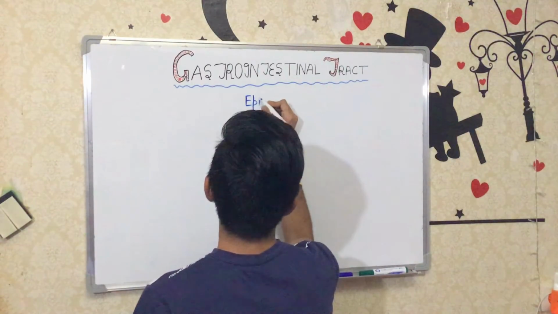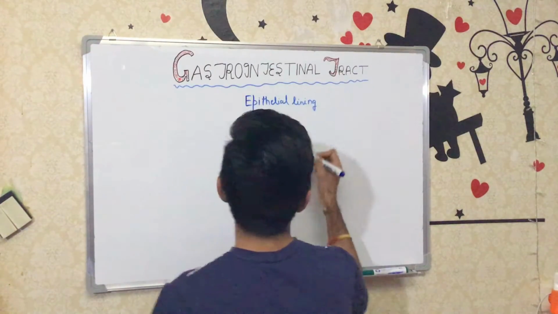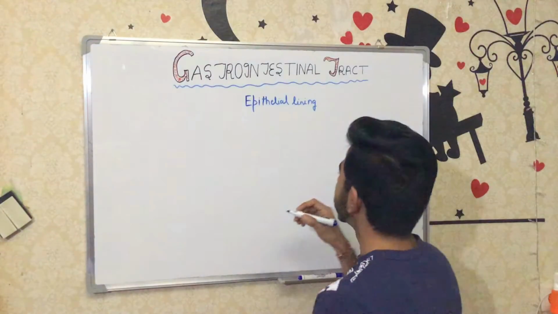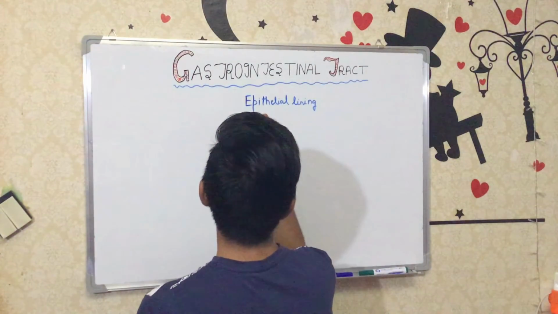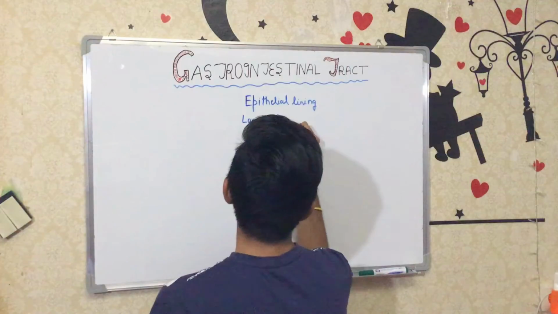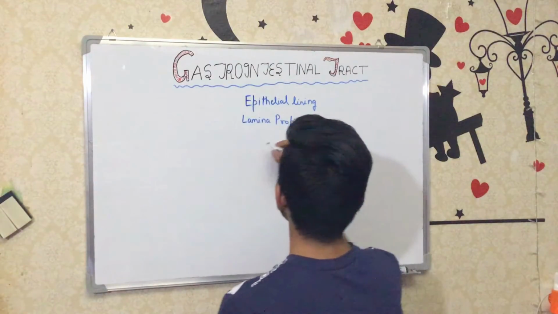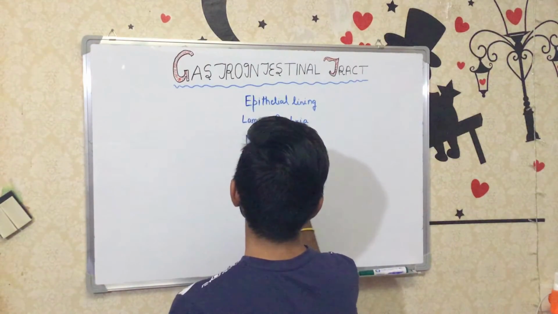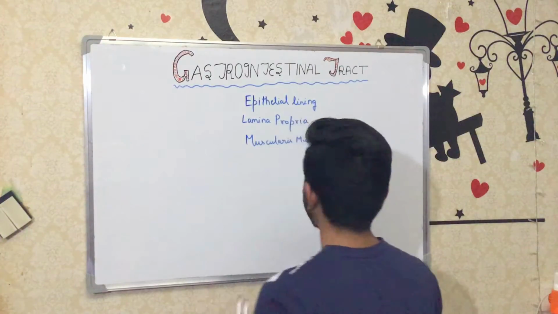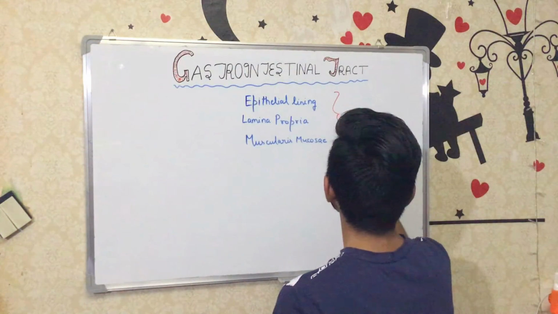Epithelium or epithelial lining. This is the first layer on the inner side of our GIT. Underlying it, there is a layer which is called the lamina propria. Underlying it, we have the muscularis mucosae. And these three layers comprise the mucosa.